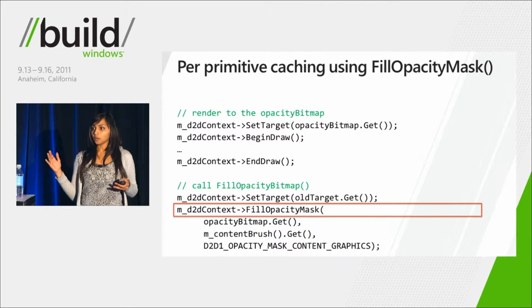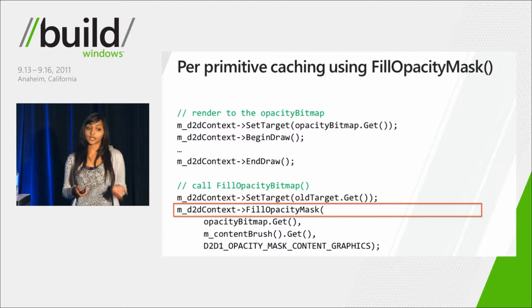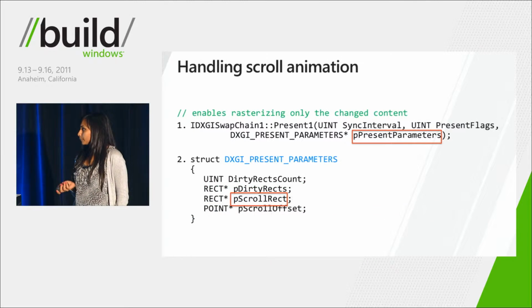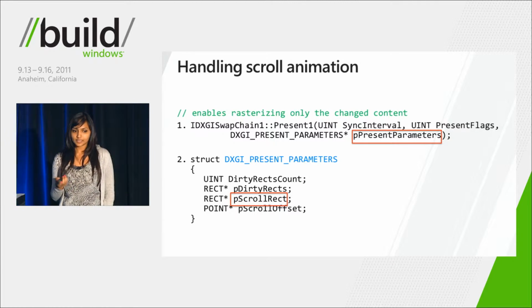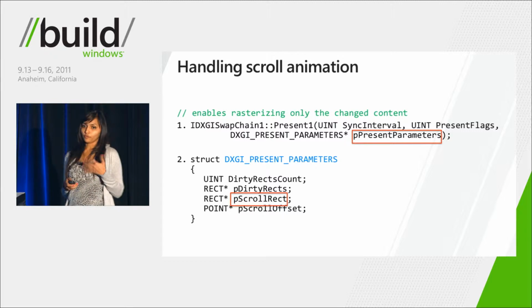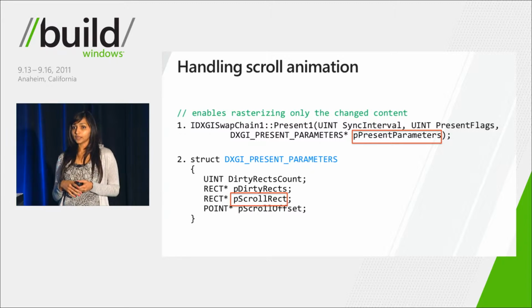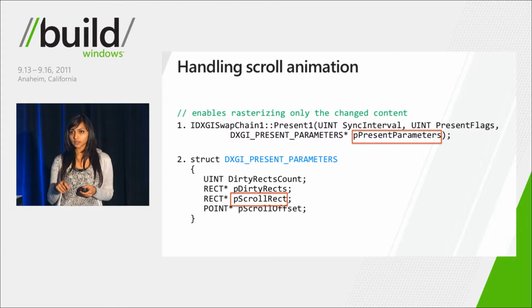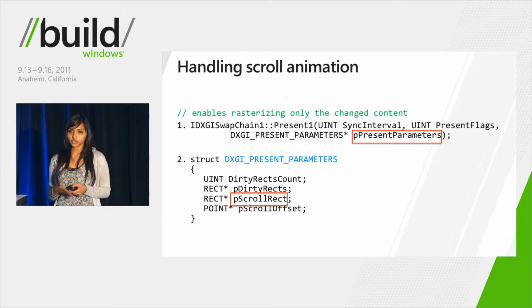If you want to cache text, then you can specify the content type as text. They're just internal optimizations that kick in if you do that. So since I'm talking about animations and complex content, I'll take a little minute and talk about something for scroll animation. In DXGI, we have added a new function called Present1 that takes a struct, which has basically 2 parameters that can help you in making your scroll animation faster.